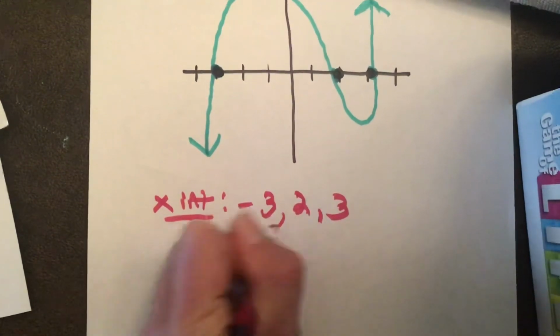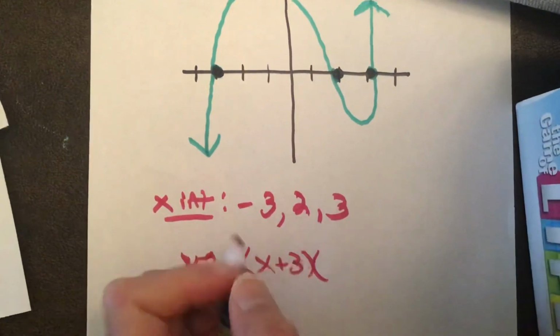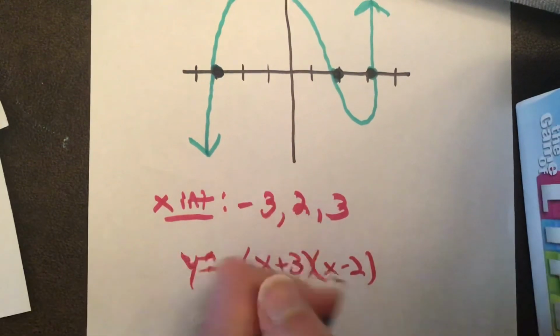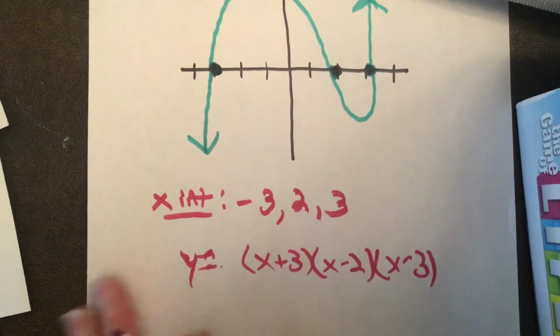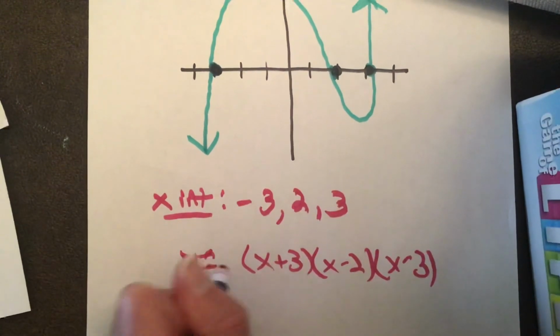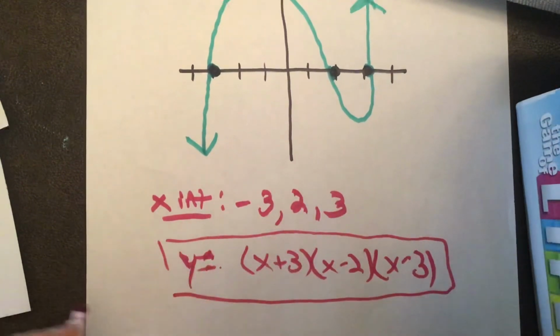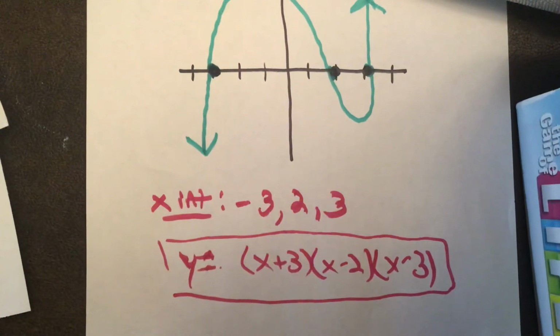Since negative 3 is an x-intercept, one of my factors is x plus 3. Since 2 is an x-intercept, one of my factors is x minus 2. Since 3 is an x-intercept, one of my factors is x minus 3. And again, your a is just an invisible 1 you can stick there. So if you're given a graph, you can also work backwards and write the equation. That would just be based off the x-intercepts and then the end behavior to determine if the a is positive or negative.